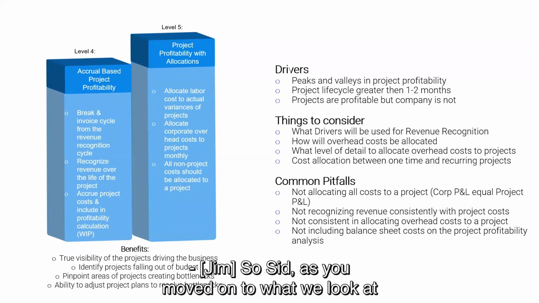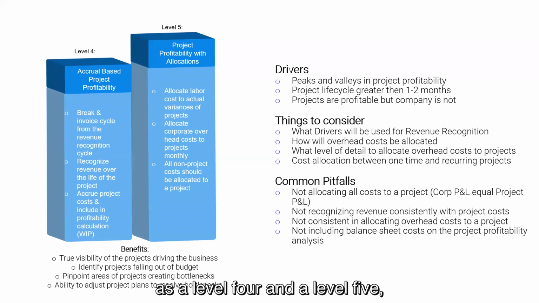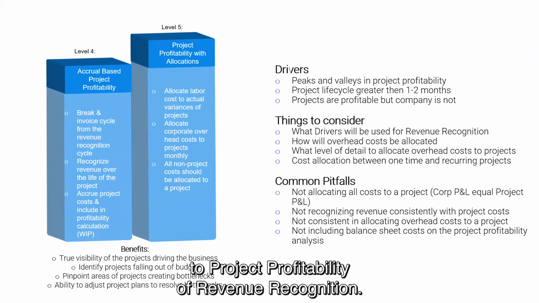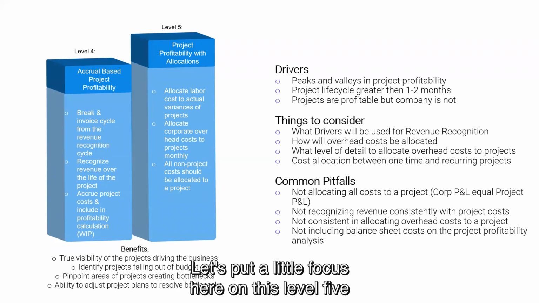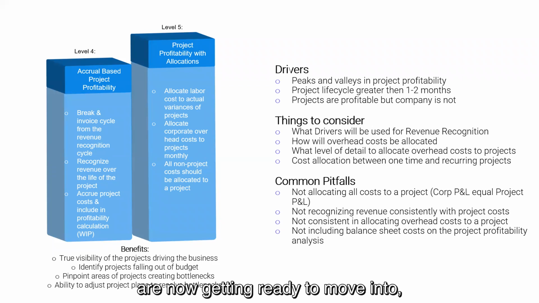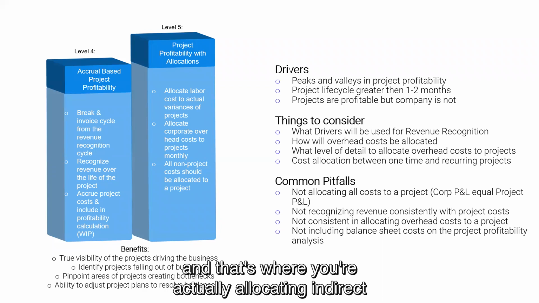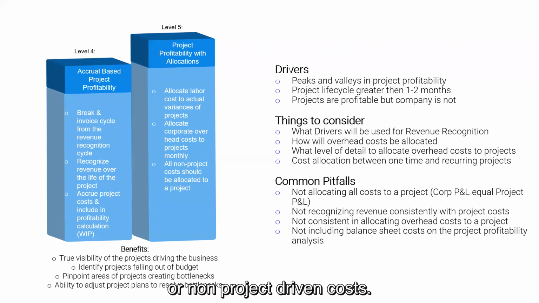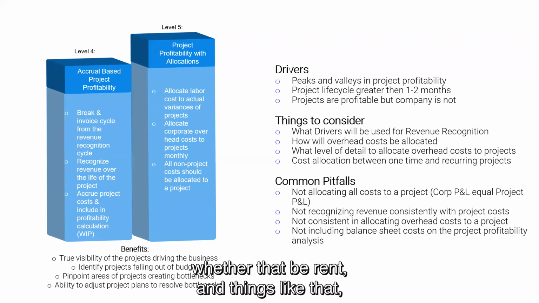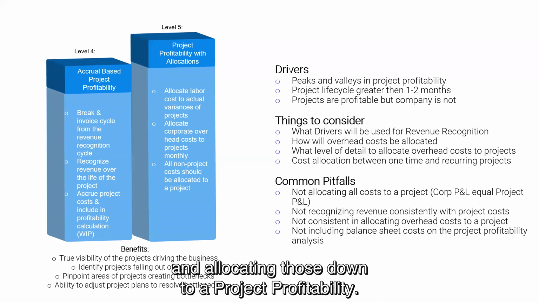So Sid, as you moved on to what we look at as a level 4 and a level 5, where you're actually moving to project profitability and revenue recognition, let's put a little focus here on this level 5, because this is really where you guys are now getting ready to move into. And that's where you're actually allocating indirect or non-project driven costs, whether that be management salaries, whether that be rent and things like that, and allocating those down to a project profitability.